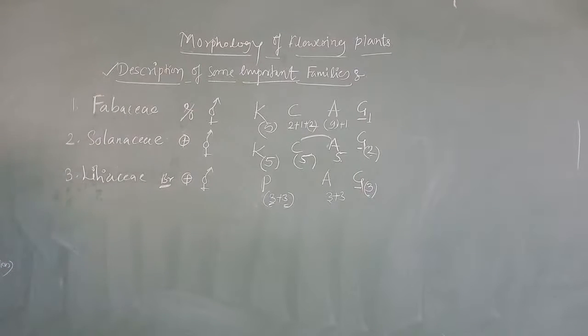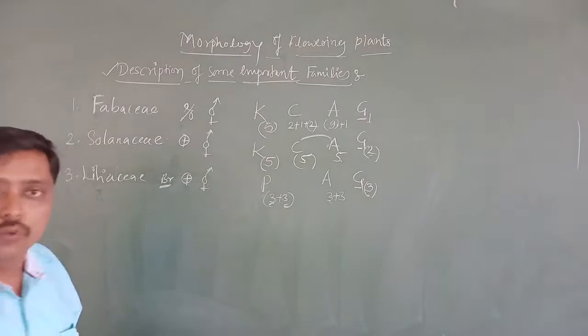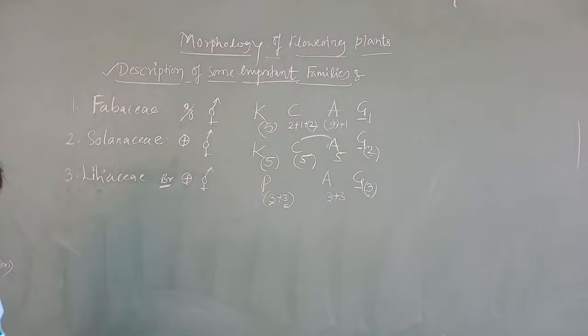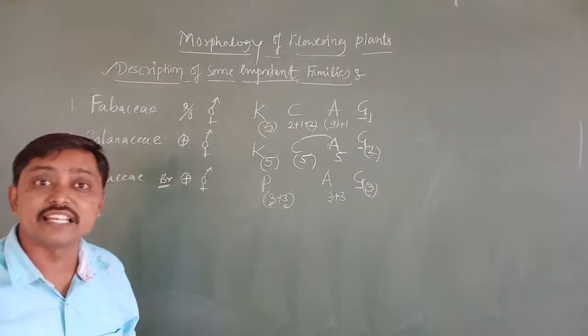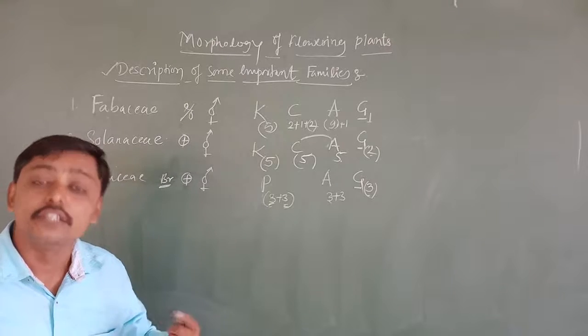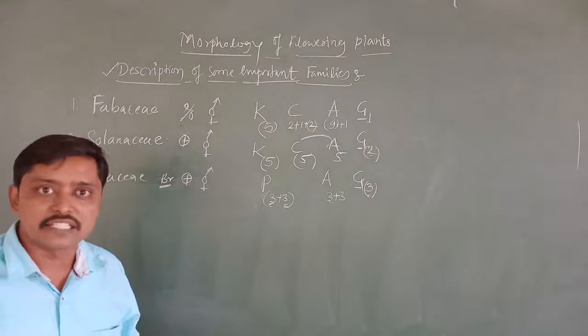First, before drawing the floral diagrams, in the description you used to know which type of aestivation is there. If you are going to look at the floral diagram, you used to say which type of aestivations are there, in the sense valvate, imbricate, twisted, axillary aestivations.